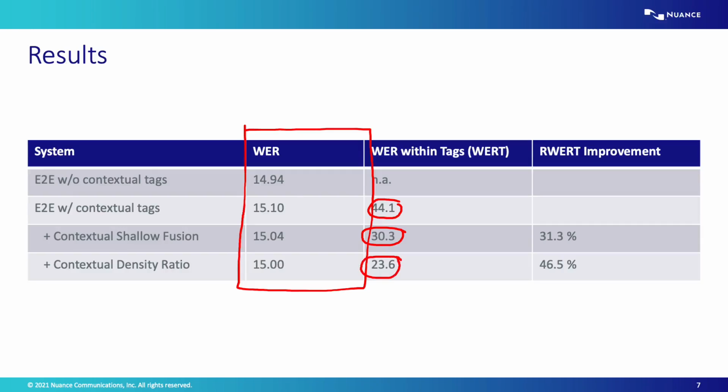We have run more experiments. Please refer to the paper for those, and thank you very much for listening.